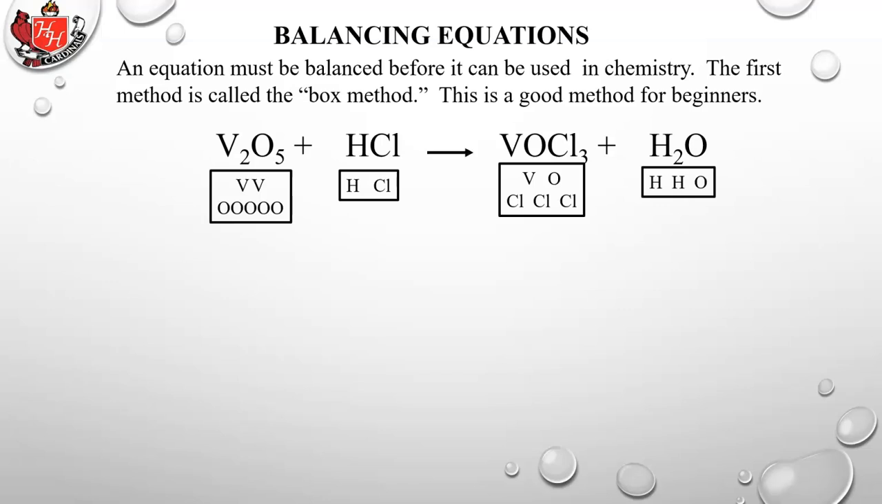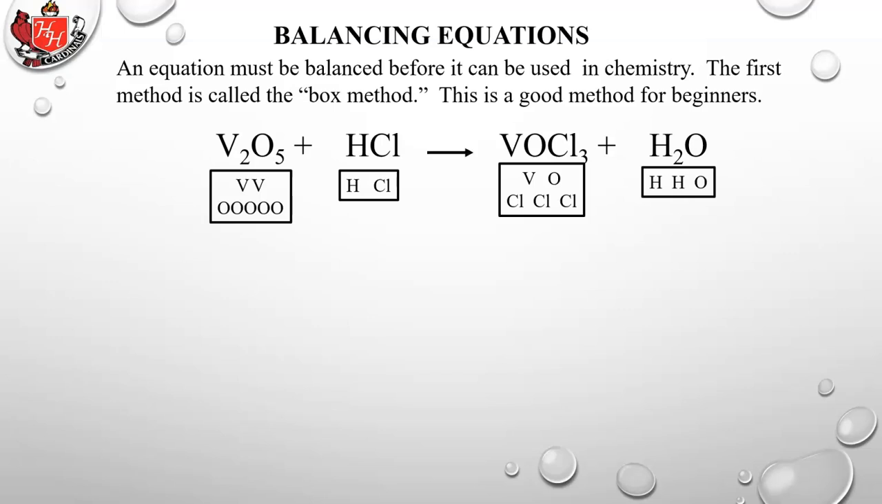Okay, so what we must do to use a chemical equation is balance it. That means we have to have the same number of each type of atom. In this equation we have V, O, H, and Cl. You have to have the same number on the left side of the arrow as the right side of the arrow. Without balancing an equation, it's like giving you a recipe for cake that just says you need flour, sugar, butter, eggs, but it doesn't tell you how many.